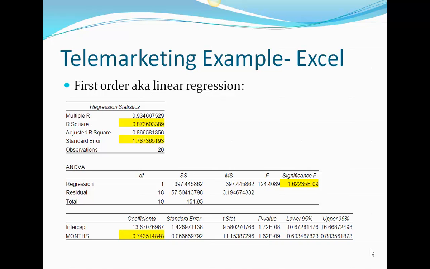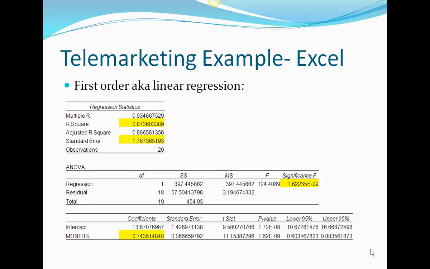We have the R squared is 87%, so roughly 87% of the number of calls per month is explained by the number of months they've been on the job. We have our coefficient 0.74, so for each additional month on the job, the number of calls per workday is predicted to increase by 0.74.